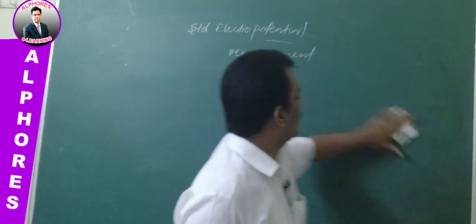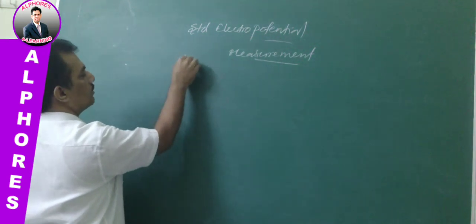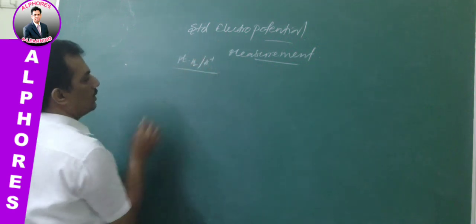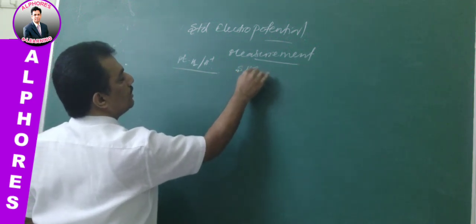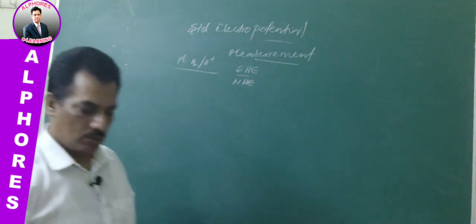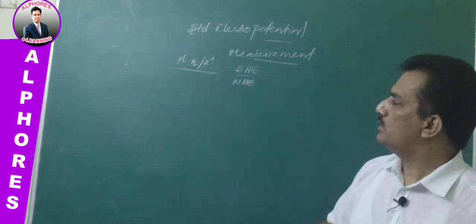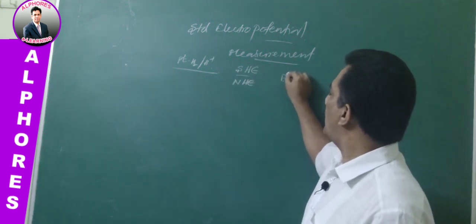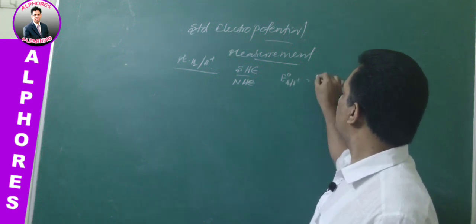Already now we are having some idea about this reference electrode. The best example of a reference electrode is platinum, hydrogen and H plus. That is nothing but the hydrogen electrode. Hydrogen electrode in its standard condition is known as SHE or NHE. SHE refers to standard hydrogen electrode. NHE refers to normal hydrogen electrode. These are the abbreviations for these two words. And here the standard electrode potential of hydrogen is taken as 0.